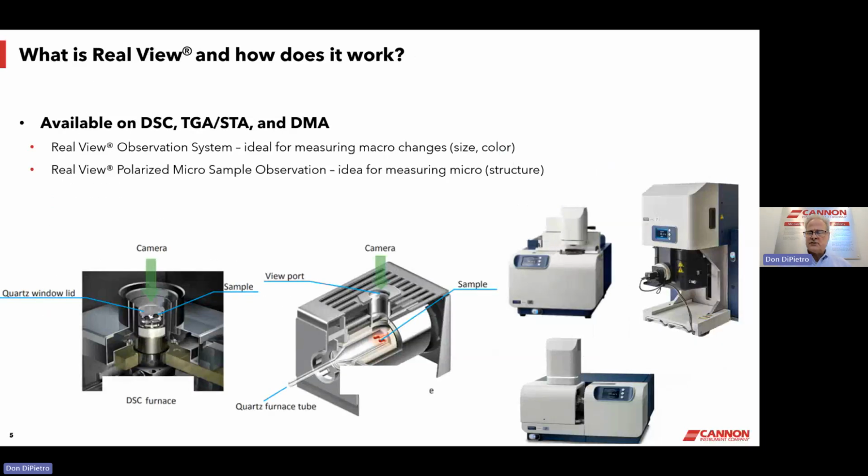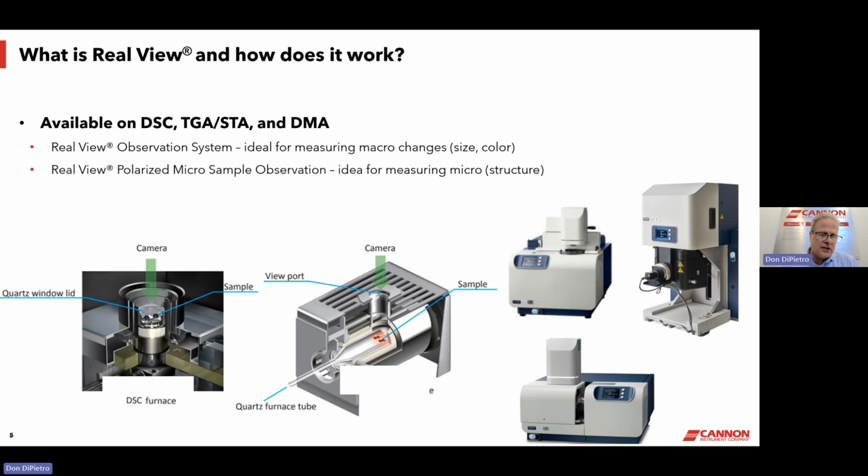RealView is 2 types of accessories. The first one is called an observation system. This is a camera and some imaging technology that is for most routine applications, like looking at size of things and changing color of specimens. A step up would add what we call our polarized microscope. That particular apparatus is even higher resolution and is really well suited to not only measure things like size and color, but also things like crystal growth, which we'll look at.